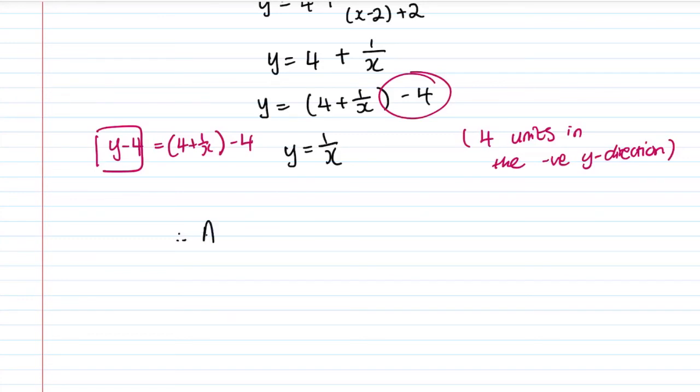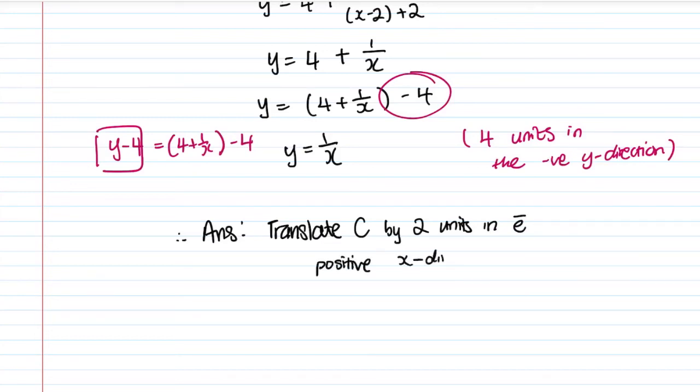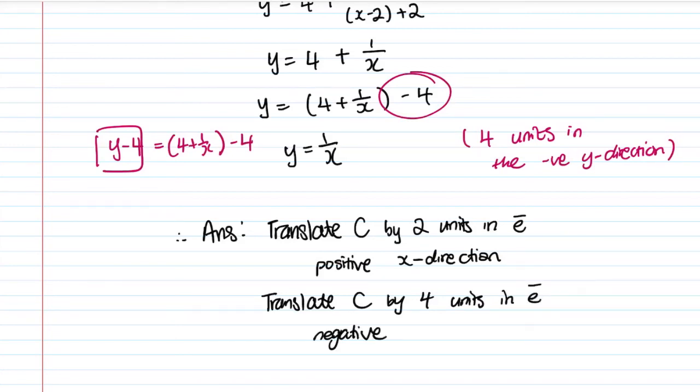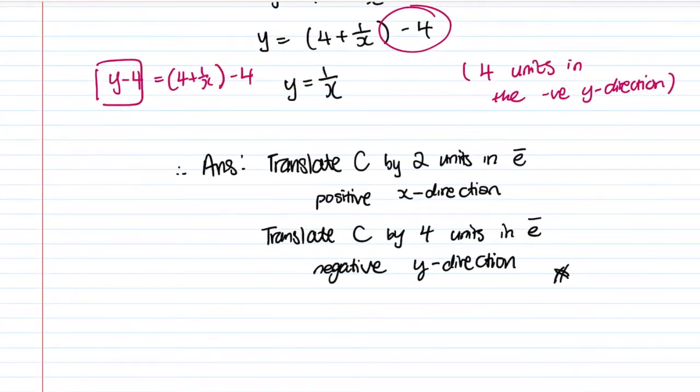So hence, your answer would very simply be: translate C, where translate means to just shift the curve along that axis, by 2 units in the positive x direction, because it was x minus 2, as well as translate C by 4 units in the negative y direction, because of y minus 4. And so this will be your answer in order for you to get the full marks for this question.